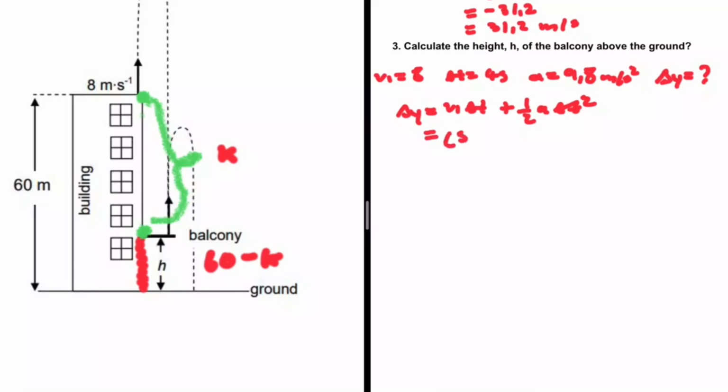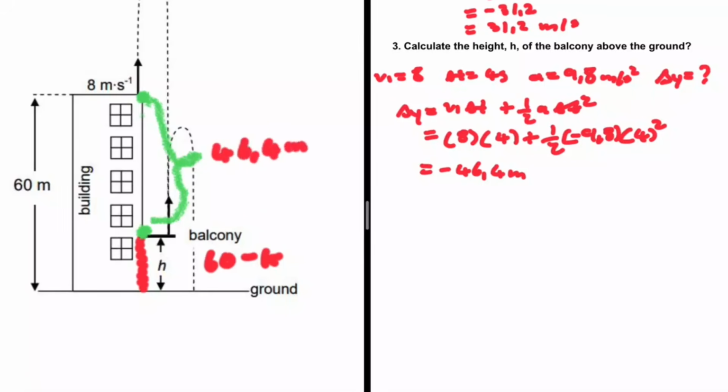Vi, that is 8, we're taking up as positive. Change in time, 4, plus a half, acceleration is minus 9.8, 4 squared. This is equal to minus 46.4 meters. So this right here is 46.4 meters.